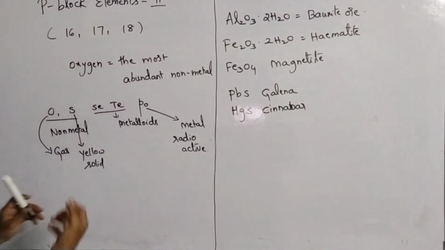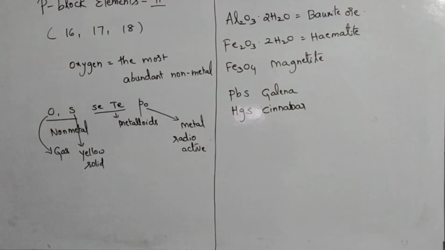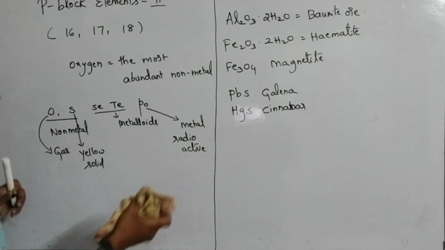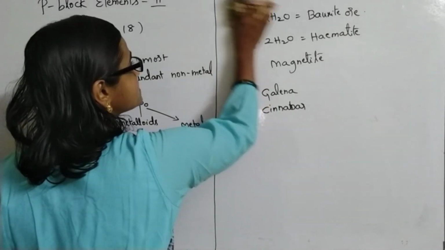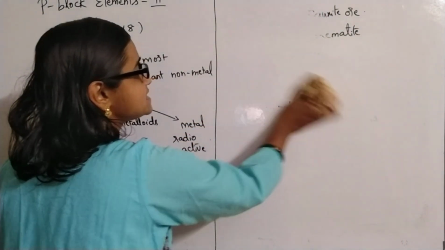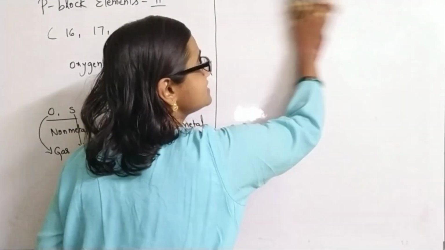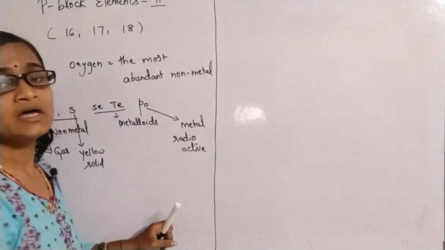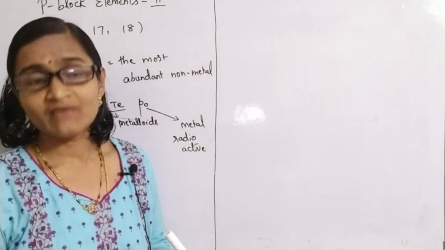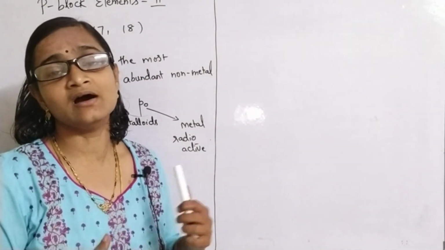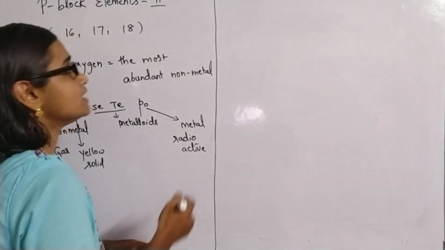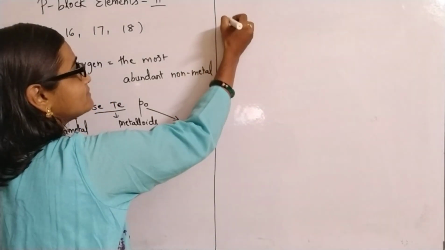Okay, so in that, the most abundant non-metal is what? Oxygen. Okay, sulfur is also present in most substances, and you all know that sulfur is the element present in onions. Because of the release of sulfur, our eyes get burnt if we are cutting onions. It is also present in eggs.